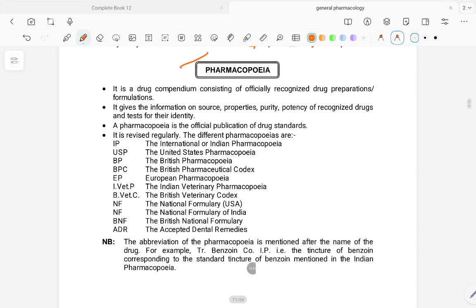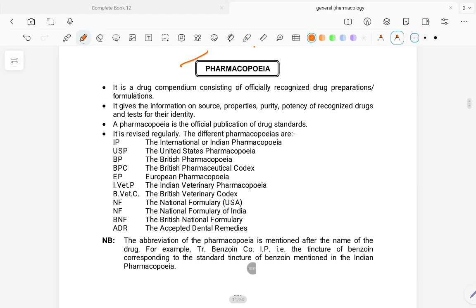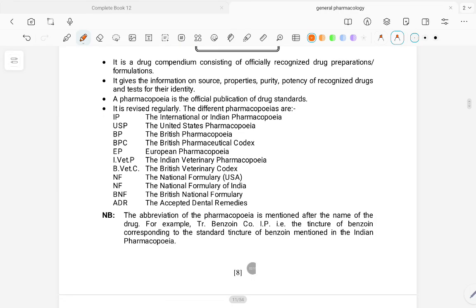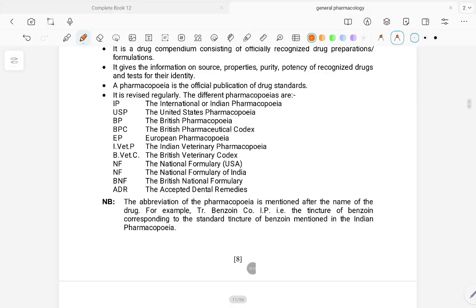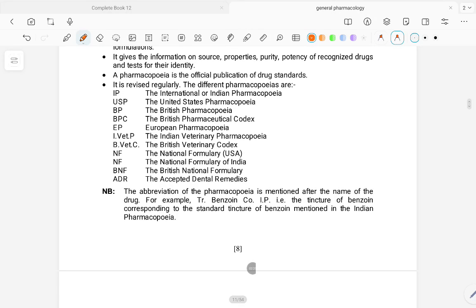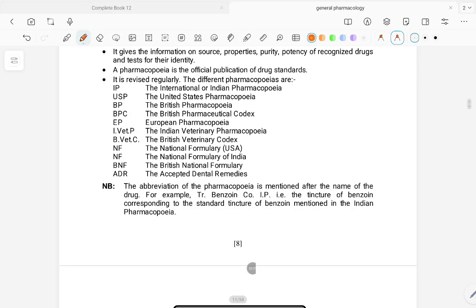Pharmacopoeia. It is a drug compendium consisting of officially recognized drug preparations or formulations. It gives information on the source, properties, purity and potency of recognized drugs, and tests for their identity. A pharmacopoeia is the official publication of drug standards.